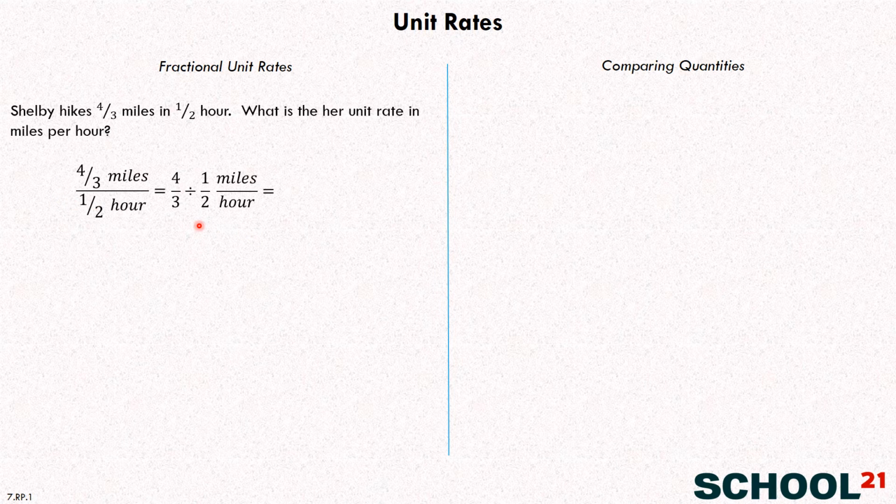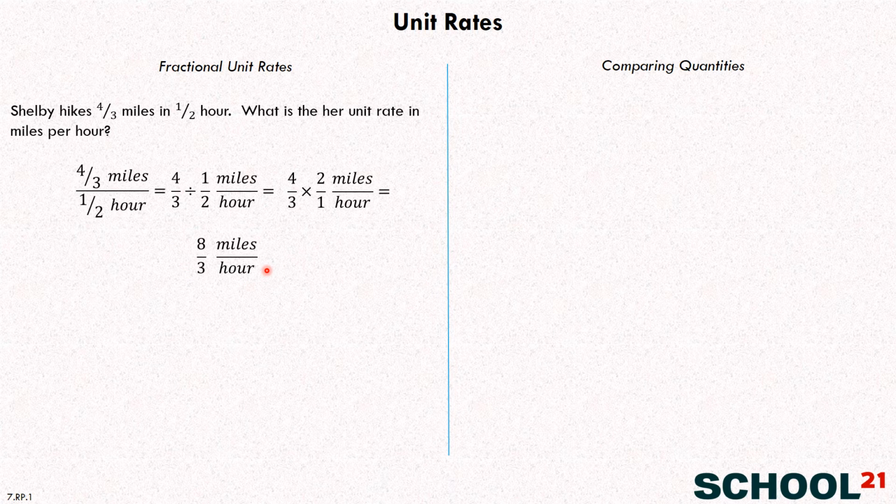Yes. Okay, great. So now we have 4/3 divided by 1/2. We know that when we divide by a fraction, we turn it into a multiplication problem. So that's the same as 4/3 times 2 over 1. Following so far? Yeah. Then what's 4 times 2? 8. And what's 3 times 1? 3. Okay. So then we can just simplify this to 8/3 miles per hour. And this is a unit rate because we're talking about how far Shelby can go in 1 hour. And she can go 8/3 miles in 1 hour. Does that make sense? Yeah.